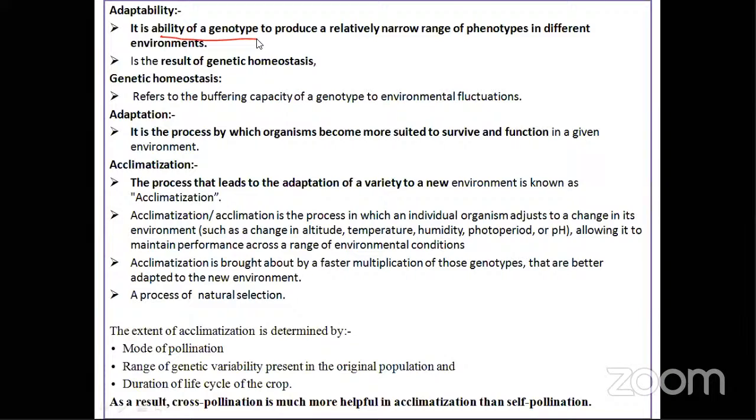So from where does adaptability generate? It is the result of a process, that is genetic homeostasis. What is the meaning of genetic homeostasis? There are some genes present in the body which regulate things and make sure that the individual will show some sort of phenotype, whatever the climate may be.